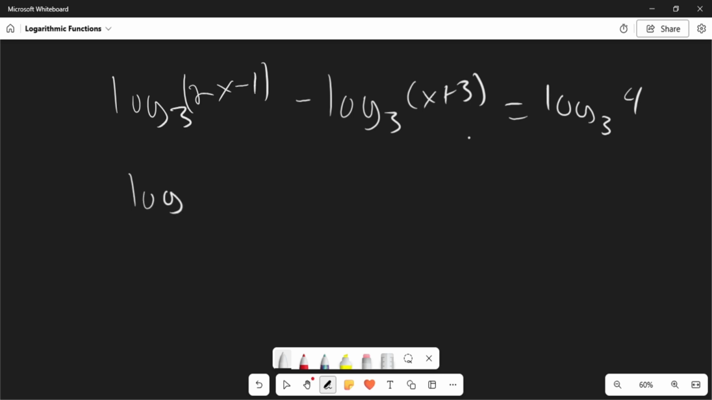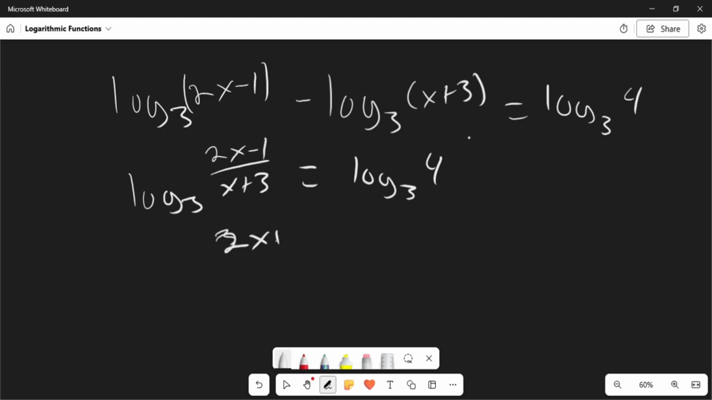So we have log base 3 of (2x minus 1) minus log base 3 of (x plus 3). So we actually are dividing these: (2x minus 1) divided by (x plus 3) equals log base 3 of 4. We're going to worry about the domain later once we get the solution. Of course, you could find the domain in the beginning, but in this case, we're going to find it at the end. Now you just take the logs away. You're just going to make this a simple equation. We're going to multiply on both sides.